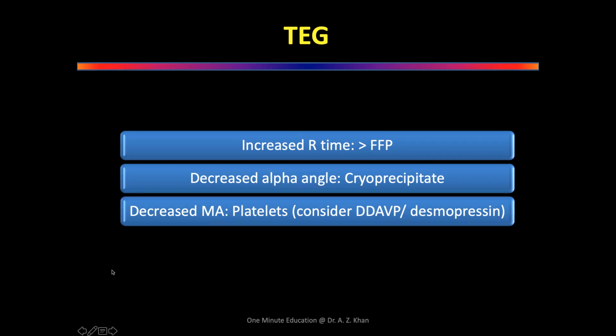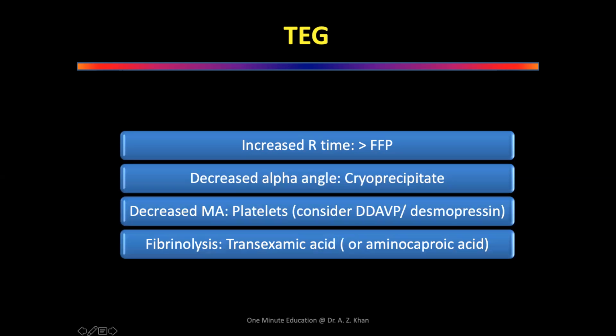If the patient has fibrinolysis, you give tranexamic acid and what else? EACA. Yes, so aminocaproic acid or tranexamic acid. Okay, so that's easy. That's what TEG is all about.